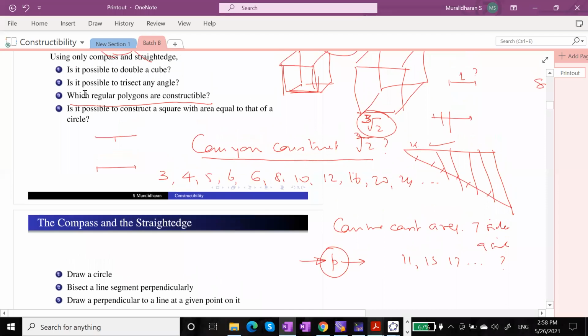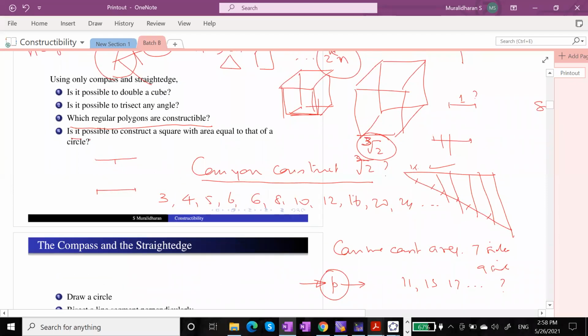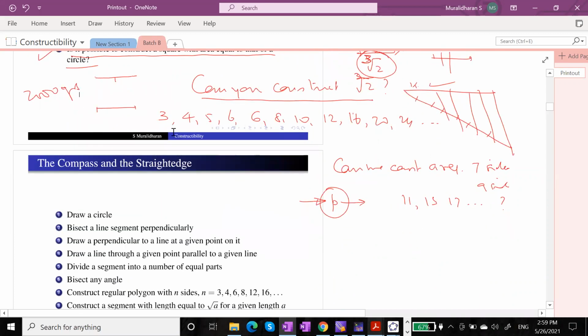The other more important question was: is it possible to construct a square with area equal to that of a circle? Okay, that was another question which they were interested in. So this one, doubling the cube and then trisecting an angle and then constructing a regular polygon, these things have been around for close to about 2000 years with nobody answering them conclusively. Okay, till one great mathematician came along and then settled all these things in one go. So let's see who that is, and then we will look at what he did as well.